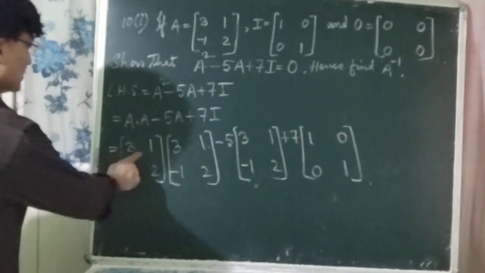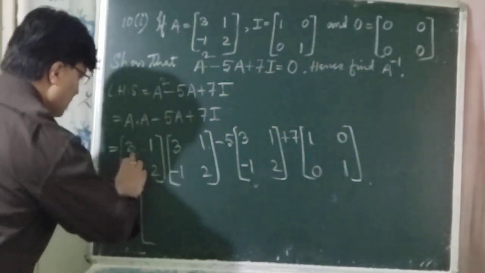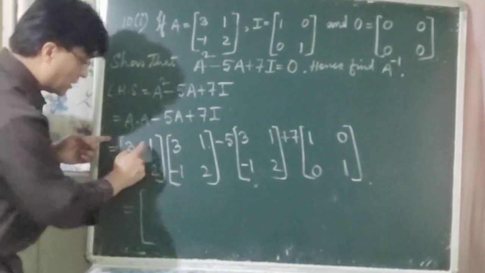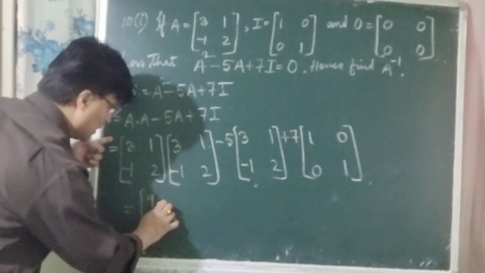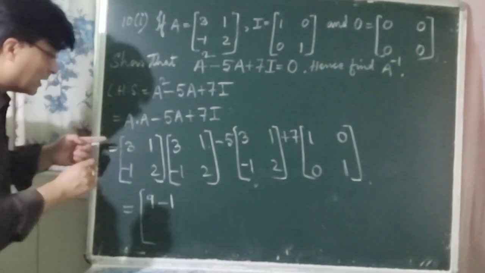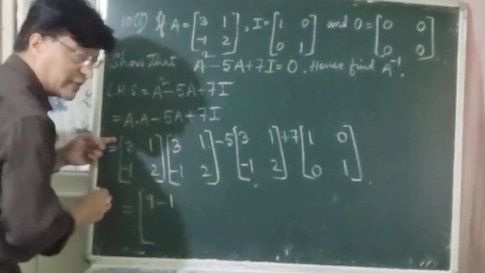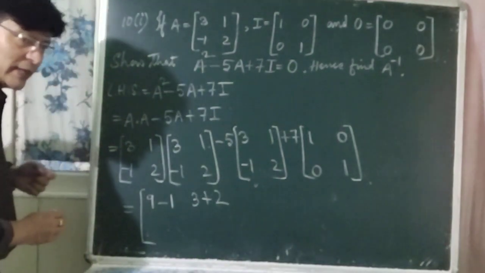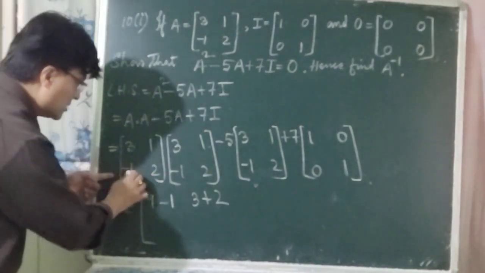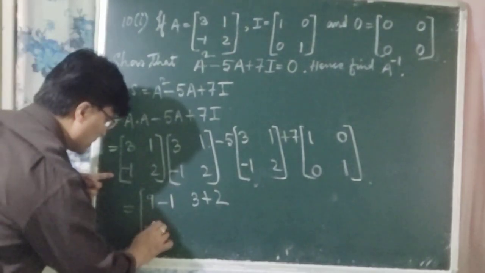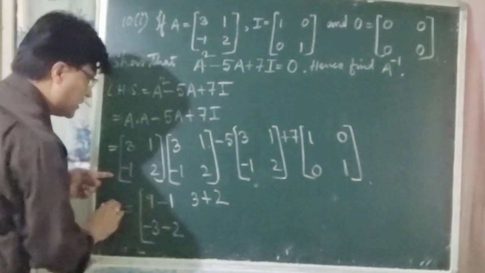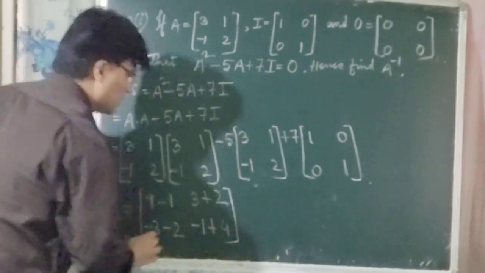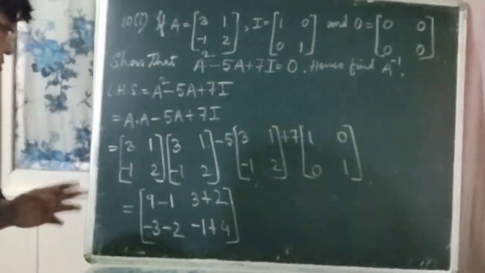Now you multiply these two matrices. You know how to multiply these two matrices, isn't it? First row by first column, 3 3s are 9, 1 into -1 is -1. This is the first element of the first row. Now next, this first row is multiplied by the second column. 3 1s are 3 plus 1 2s are 2. Now next, second row into first column, -1 into 3 is -3, plus 2 into -1 is -2, right? Again -1 into 1 is -1, and 2 into 2 is plus 4. So this is the product of the two matrices, right?